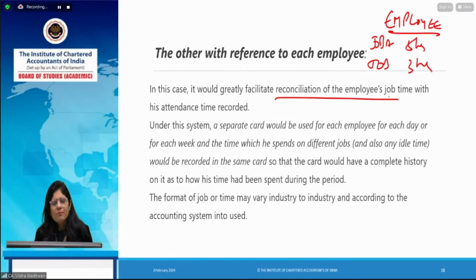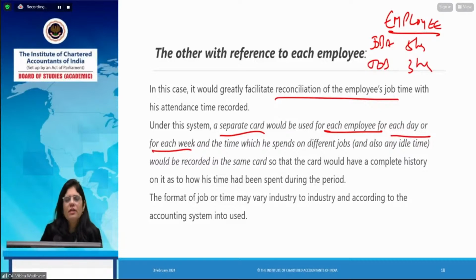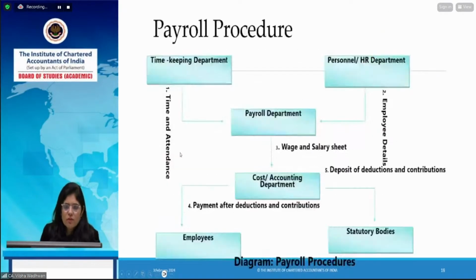So in many organizations, both cards can be made, the job card and the time card, so that you will reconcile and match. The time should match. Clear? So a separate card is used for each employee, for each day or for each week. And the time he spends on different jobs would be recorded in the same card. Clear? So this is how the time booking department works.